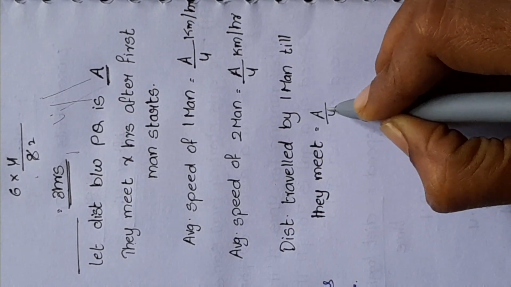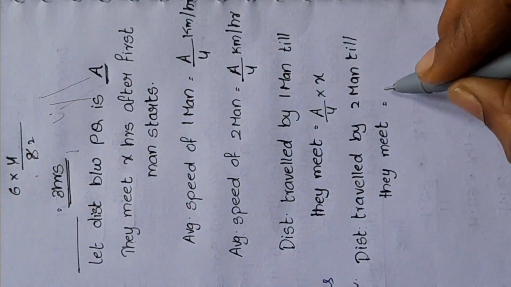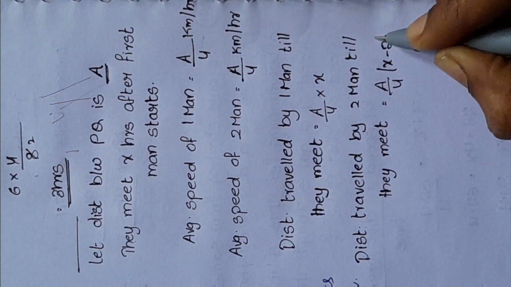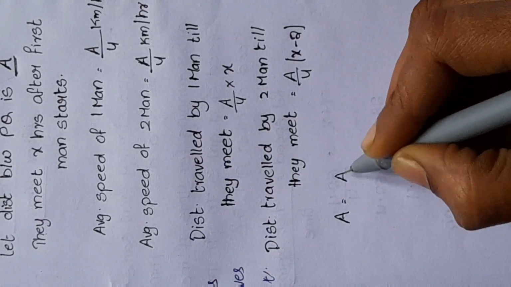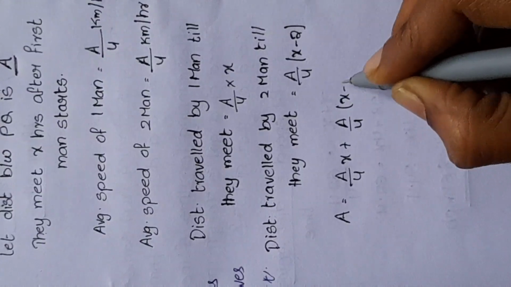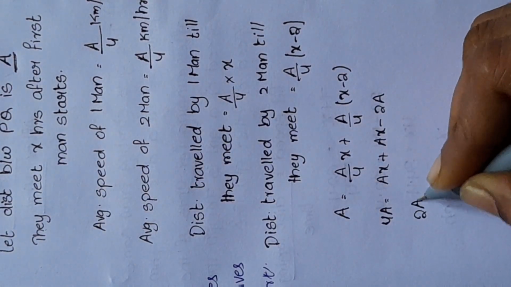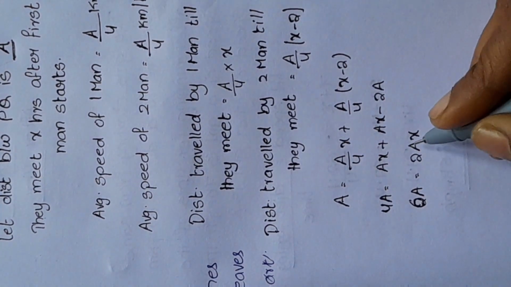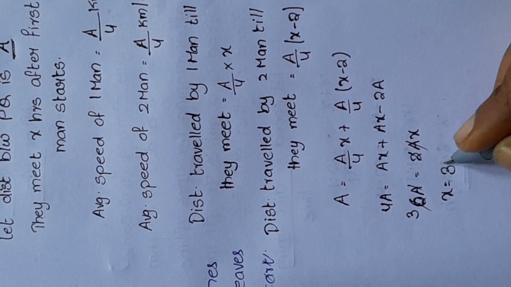Now the distance travelled by the first man till they meet, distance is equal to speed into time. Speed is A by 4 into time is X hours. Now the distance travelled by the second man, distance is equal to speed into time. Speed is A by 4, time is X minus 2 since he started 2 hours later. Now the distance travelled by both persons should be equal to A, that is A by 4 into X plus A by 4 into (X minus 2) should be equal to the total distance A. This can be written as 2A is equal to 2AX. We get 6A is equal to 2AX. A gets cancelled, 2 ones, 2 threes. So X is equal to 3 hours.